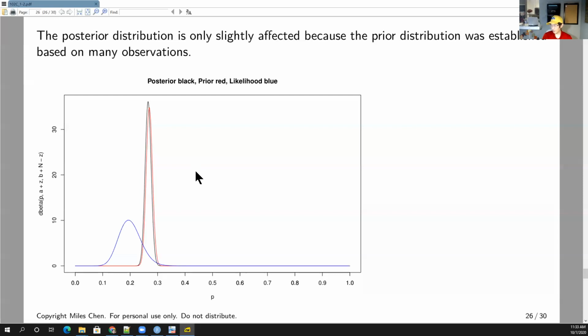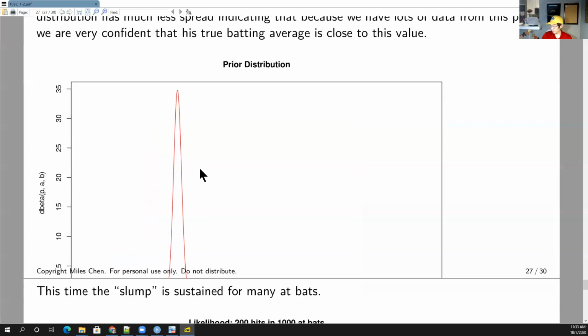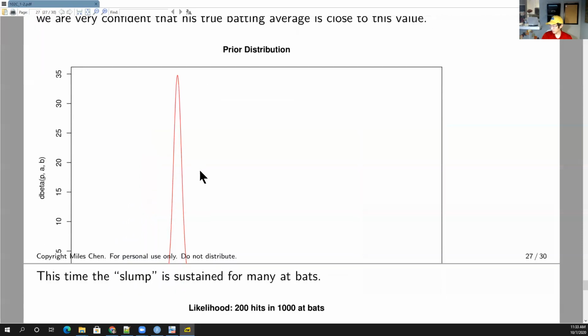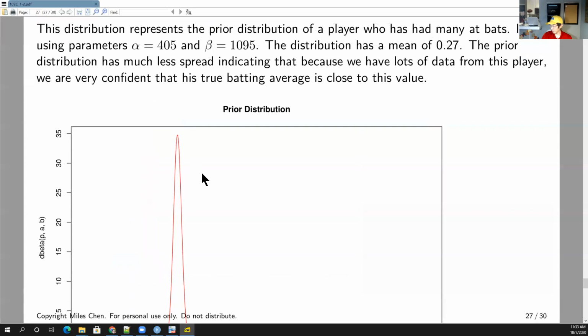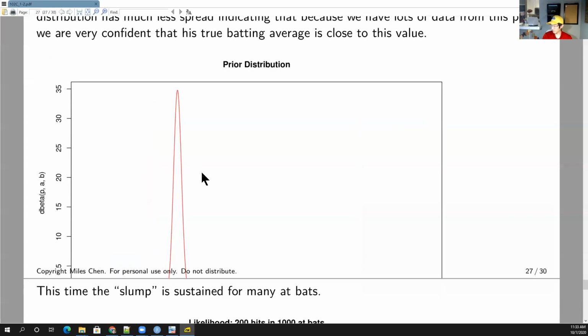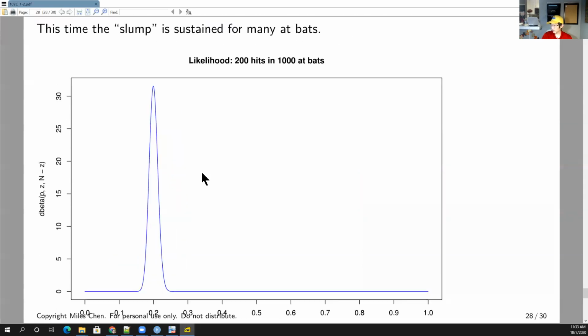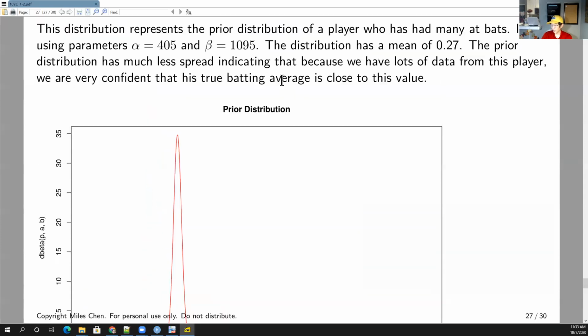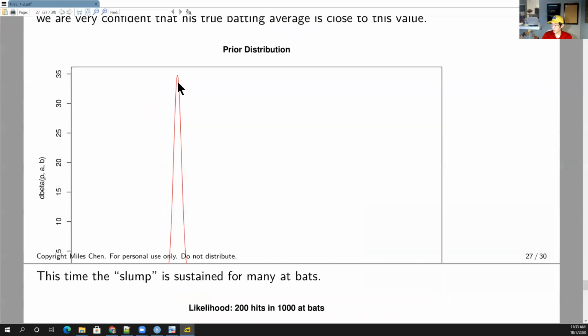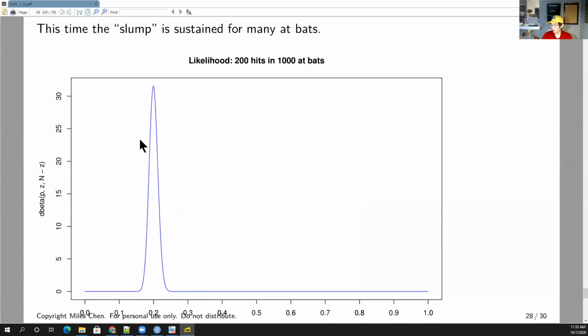On the other hand, let's say this slump is sustained for many at-bats. So we have the same player, same prior distribution. And let's say this slump is sustained for a lot of at-bats, like 1,000 at-bats.